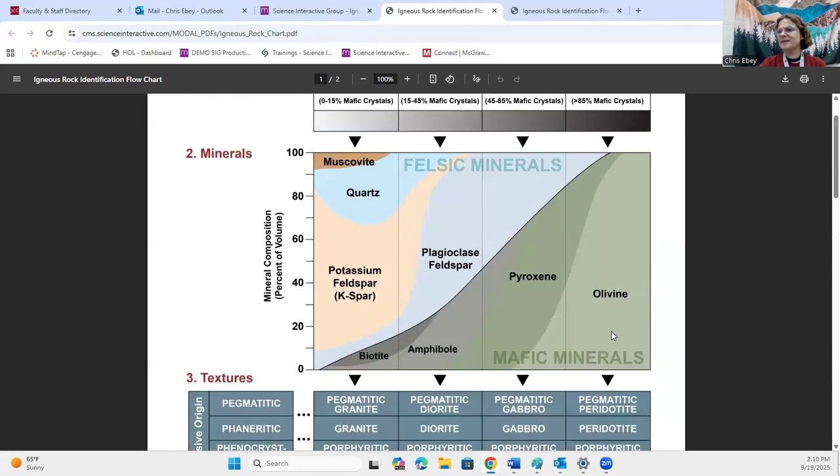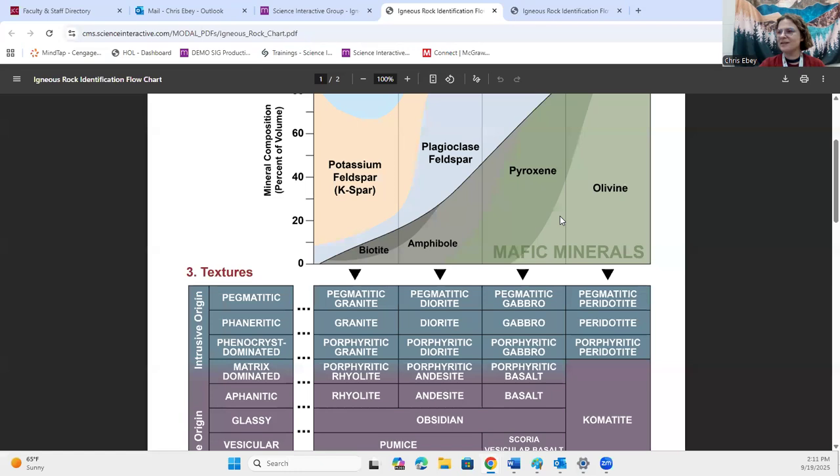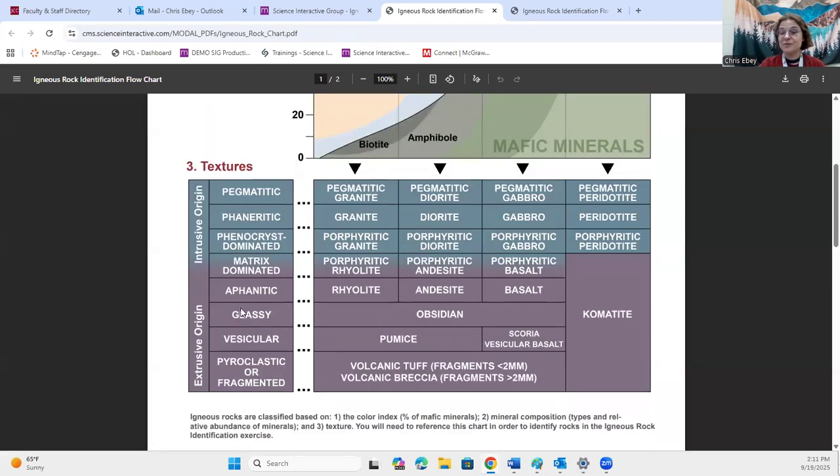We can see that you really don't need this second part, minerals. That's not for the identification. All you need is whether it is felsic, intermediate, mafic, or ultramafic, and the different textures, which you should have read about in the introduction. So to compare and contrast, we're going to take a look at two igneous rocks in your kit.